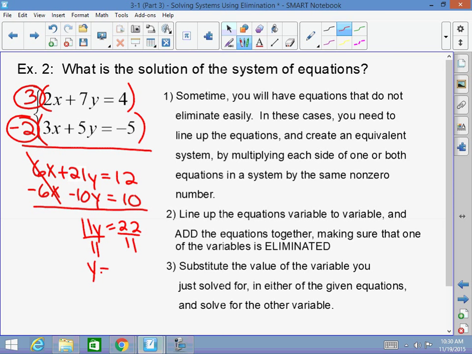Y equals 2. Usually, guys, not always, but usually if you get a really nasty answer, you usually did something wrong. Okay? You get like 17/39, you're probably wrong. You get 1/2, 1/4, 2/5, you're probably right. But if you get a real nasty answer, you're usually wrong.